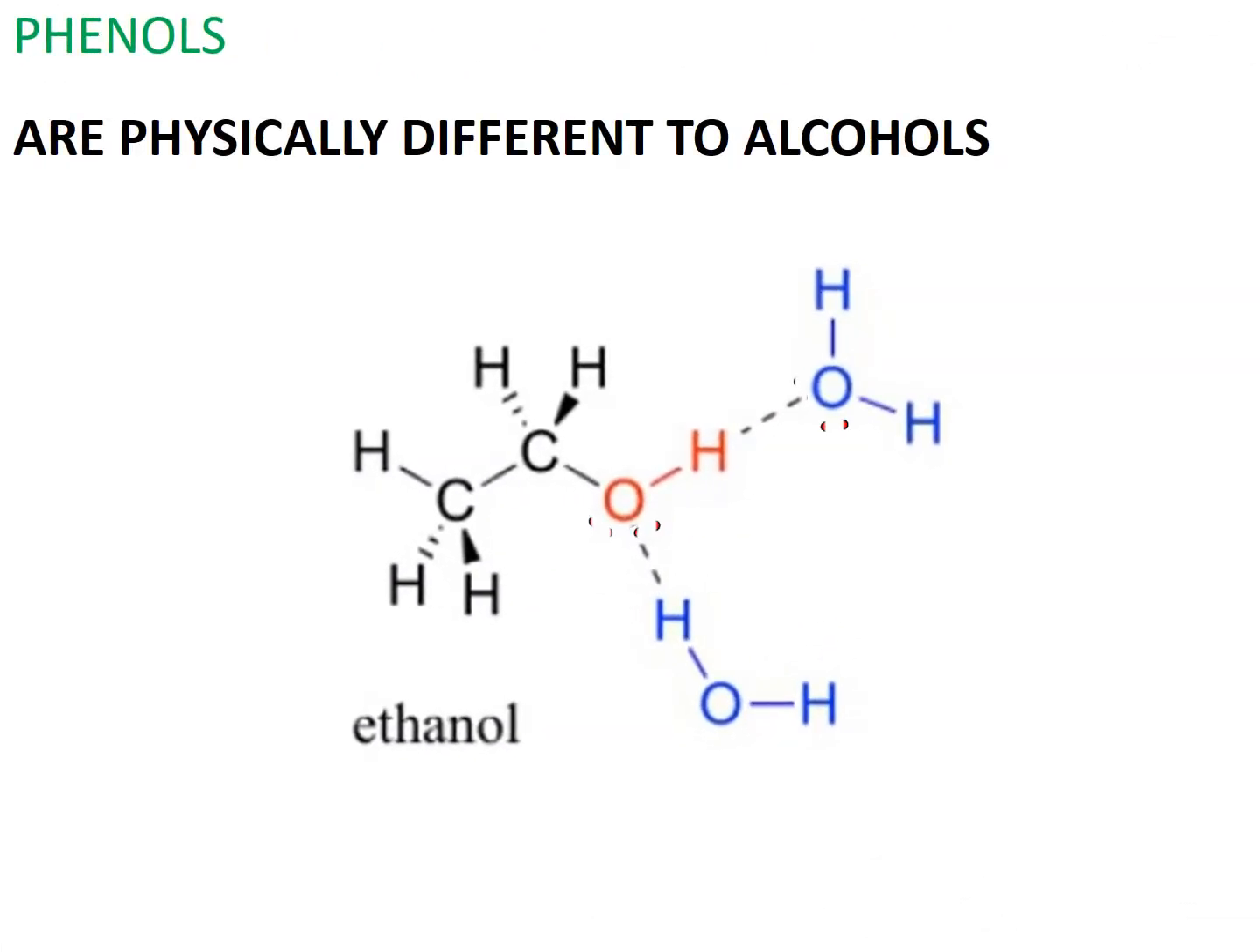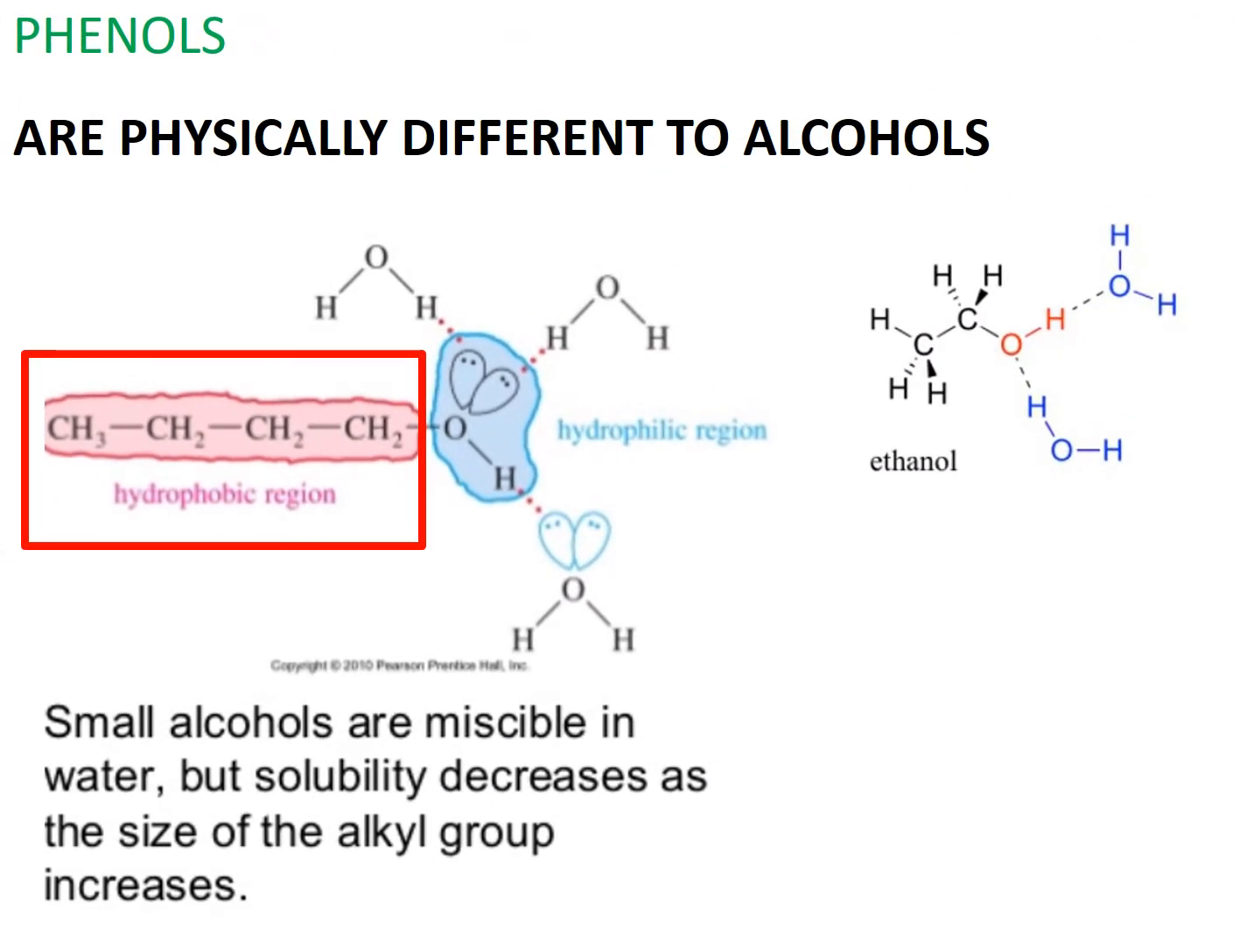In the case of alcohols, the polar OH bond has the ability to form strong hydrogen bonds with water molecules. But don't forget the limitation to this property. Alcohols with an alkyl chain less than 5 carbons long will be miscible in water at room temperature. Alcohols with an alkyl chain greater than 5 carbons long will be immiscible in water at room temperature.